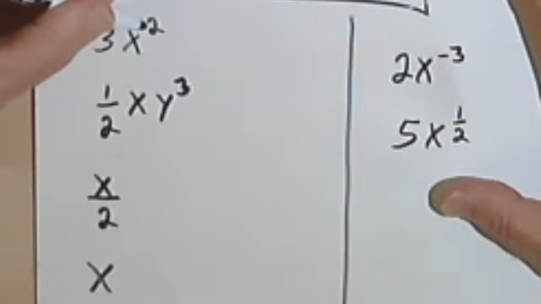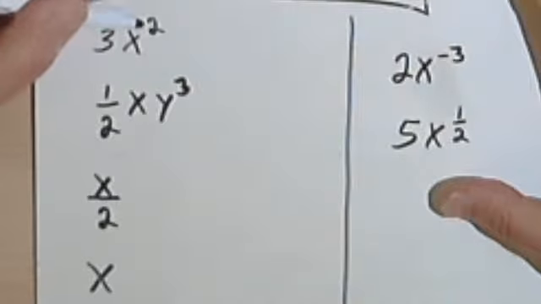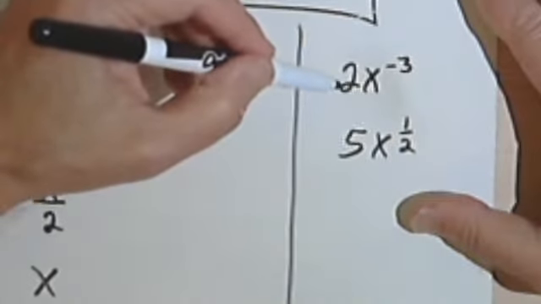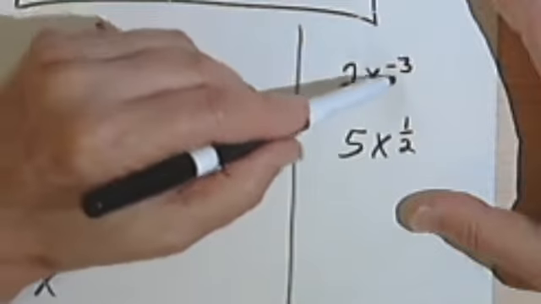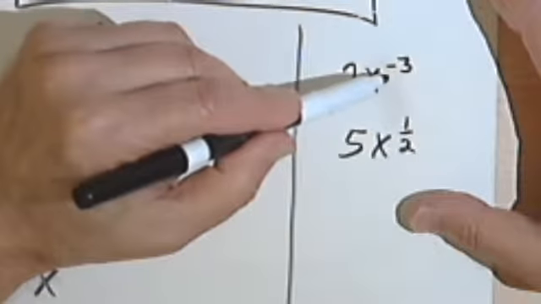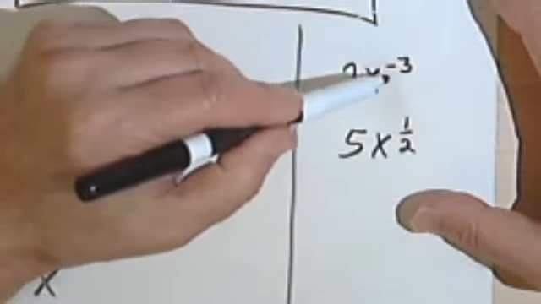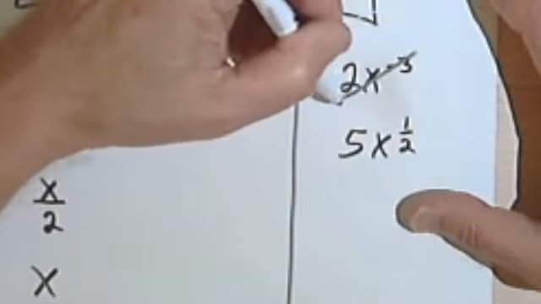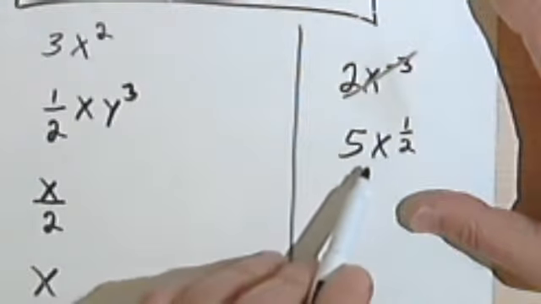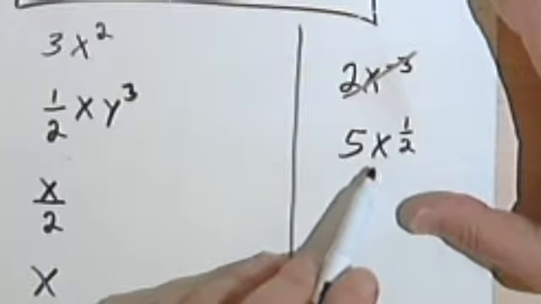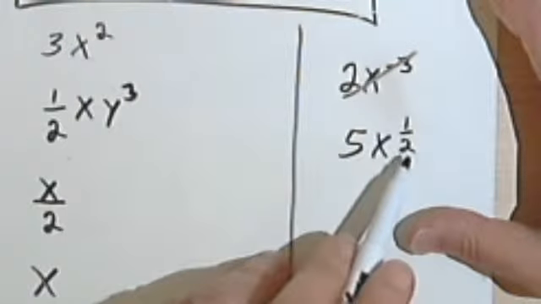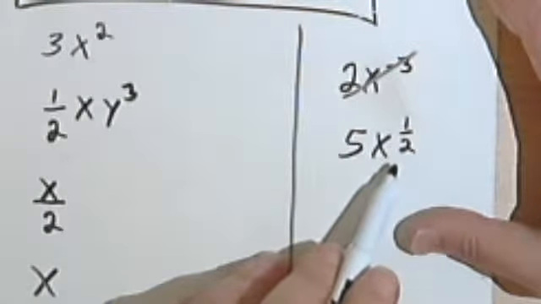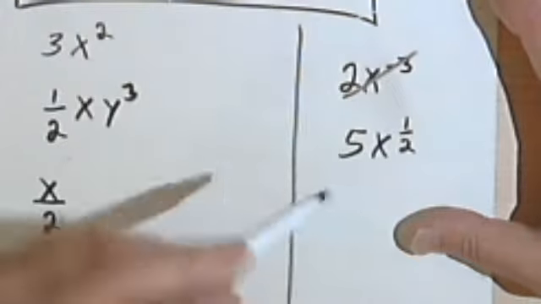The exponent in a monomial has to be a positive number. In other words, this is not a monomial because the exponent is negative, 2x to the negative third. So that's not a monomial. The exponent also has to be a whole number. 5x to the 1/2 is not a monomial because the exponent is a fraction.